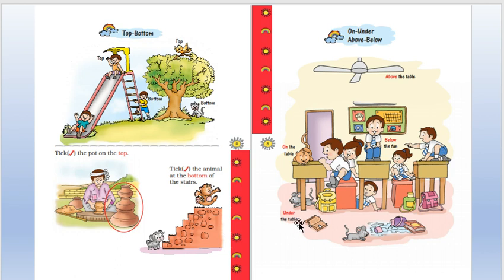And then under the table. Under the table means like this rat is under the table, this boy is under the table, this bag is again under the table. And in this way you can learn the concept of under, on, above and below.